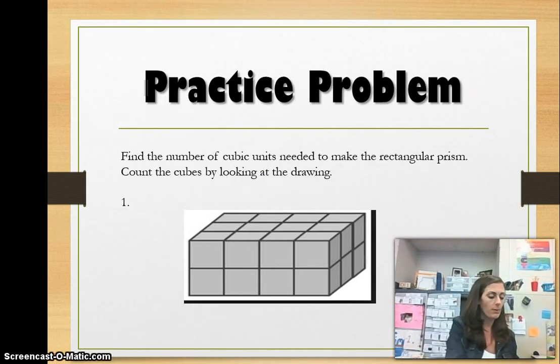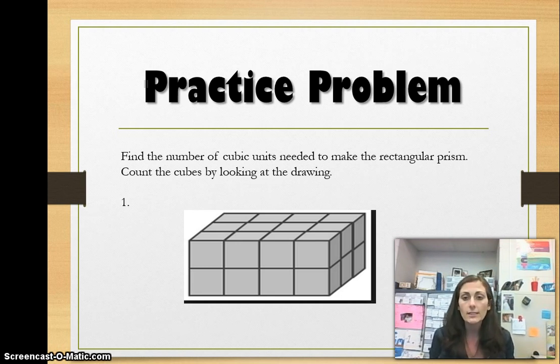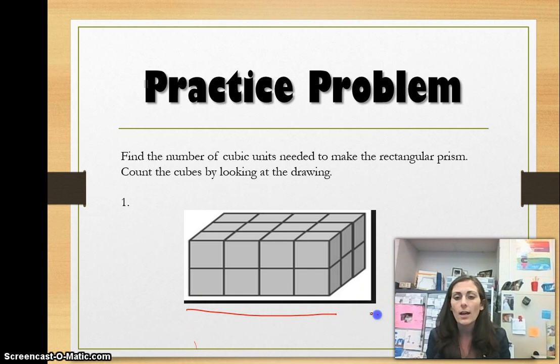So here's your practice problem. Find the number of cubic units needed to make the rectangular prism. Count the cubes by looking at the drawing. So you want to count the length and the width. That's going to help you figure out how many cubes are on the bottom layer. Then you have 2 layers. So go ahead and push pause and push play when you're ready.